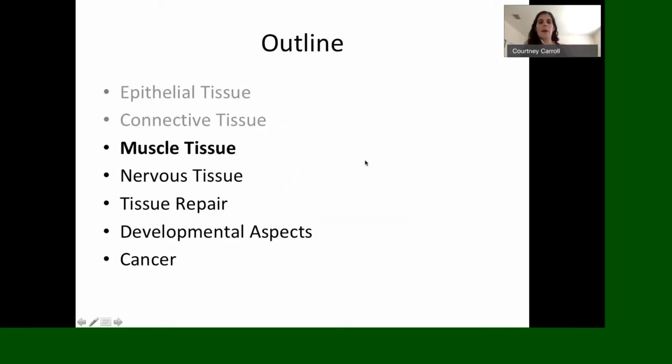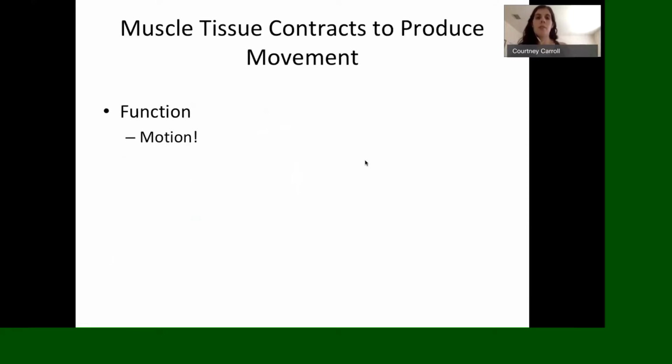So far, we've talked about epithelial tissue and connective tissue. Let's now end by talking about muscle tissue and nervous tissue. Muscle tissue, all types of muscles, they contract. That is a major thing that they have in common. They are contractile tissues, and they contract to produce movement of some kind. So in general, all of them have some sort of motion function.